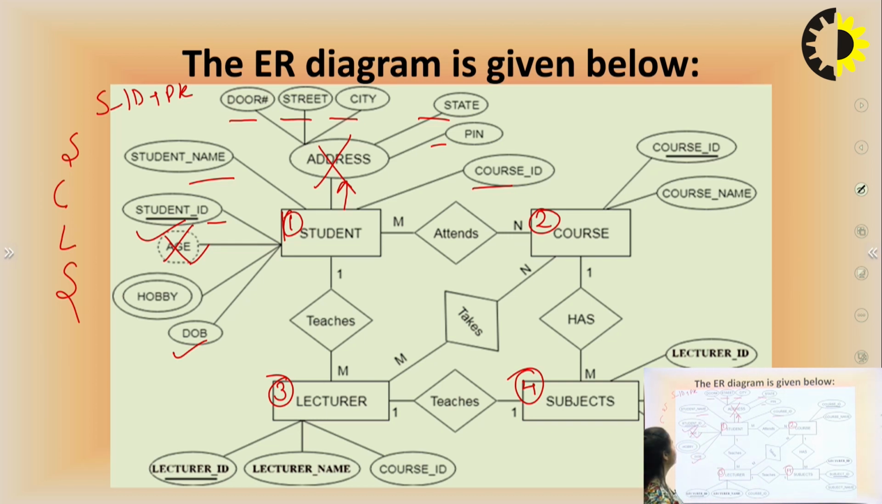Next, what was the next rule? The multi-valued attribute. For example, a student can have more than one hobby. So a multi-valued attribute is represented by another table. So we have another table for hobbies.